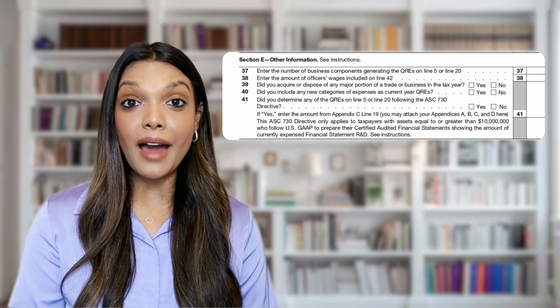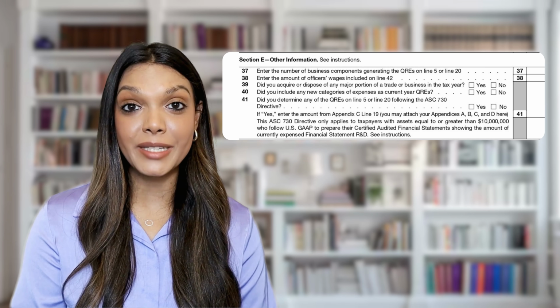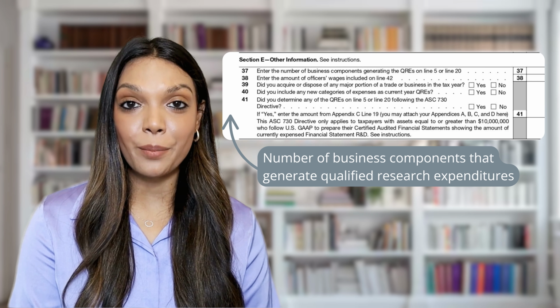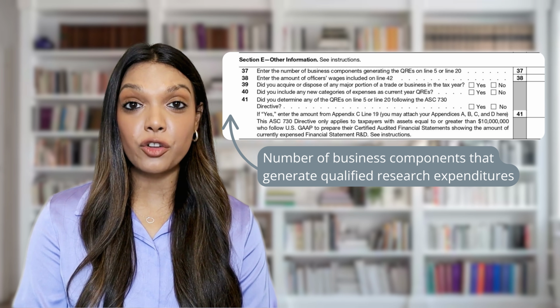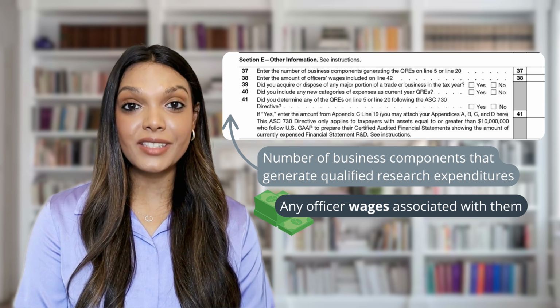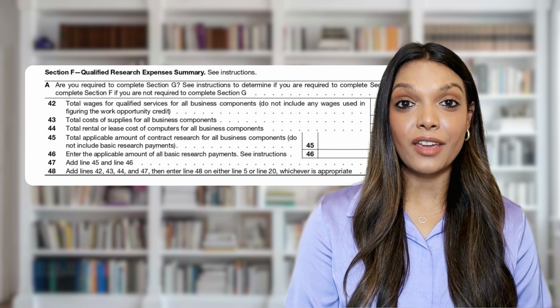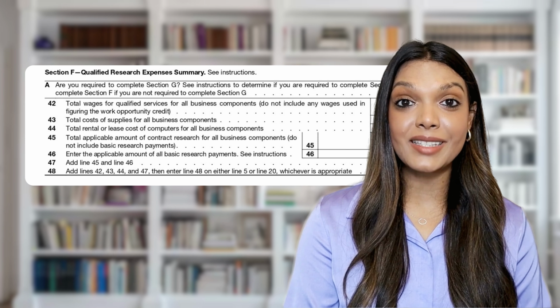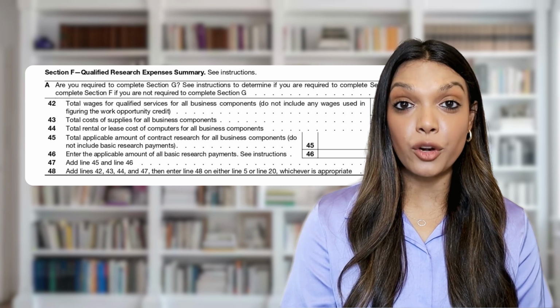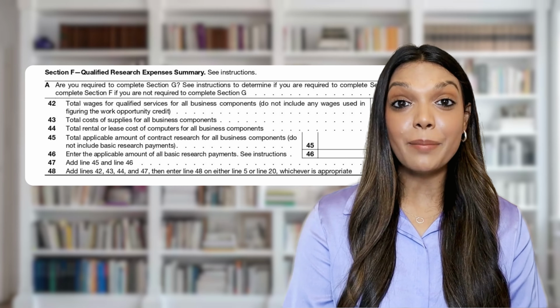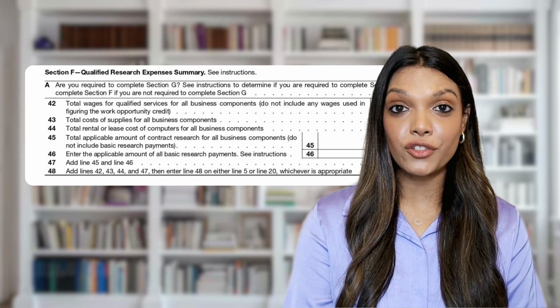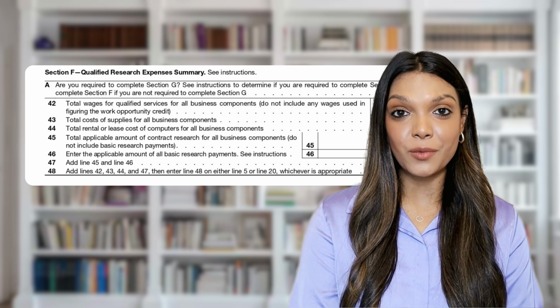Section E, or other information, for listing additional company details, like the number of business components that generate qualified research expenditure and any officer wages associated with them. Section F, or qualified research expenses summary, is for a consolidated summary of your qualified expenses. That means wages, supplies, contract research, and computer rental costs associated with them.